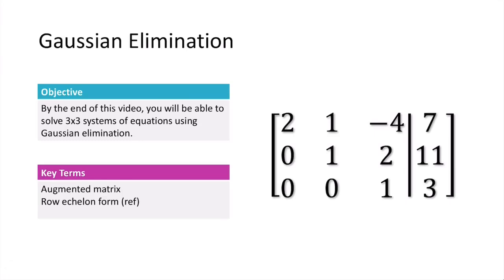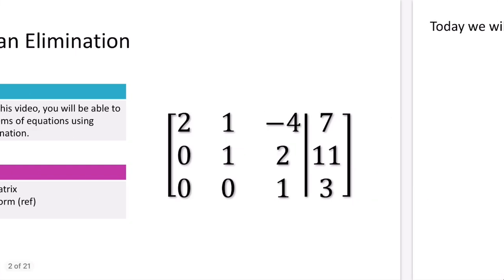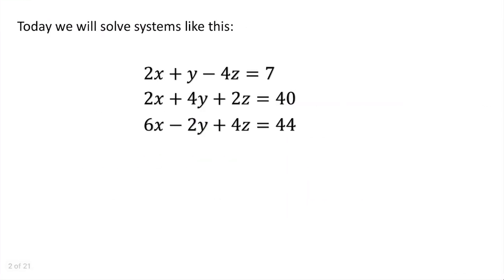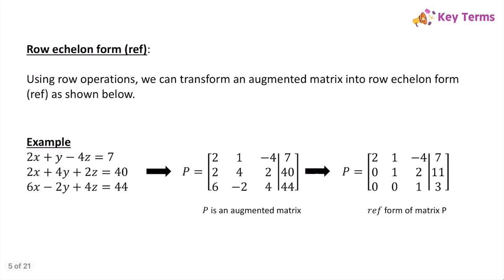So in this video, we're going to talk about how to solve 3x3 systems of equations using Gaussian elimination. So today we're going to continue learning about how to solve systems that look like this. This is going to involve us writing out an augmented matrix and then transforming it into row echelon form.